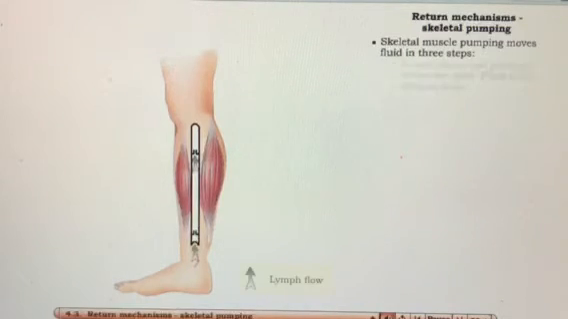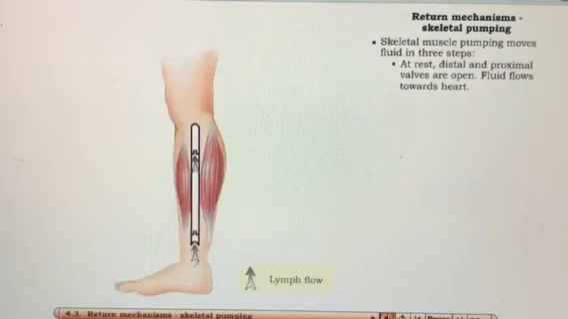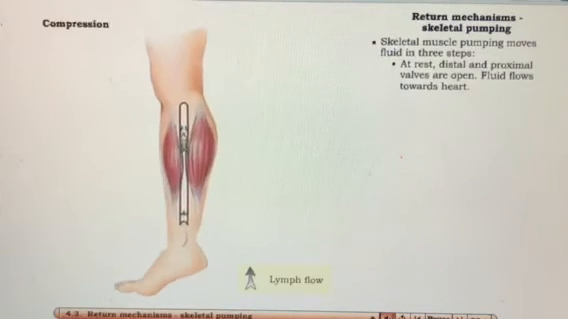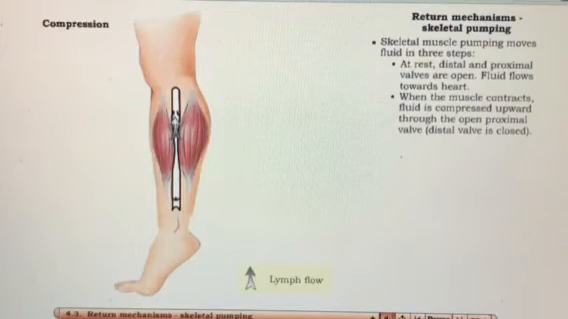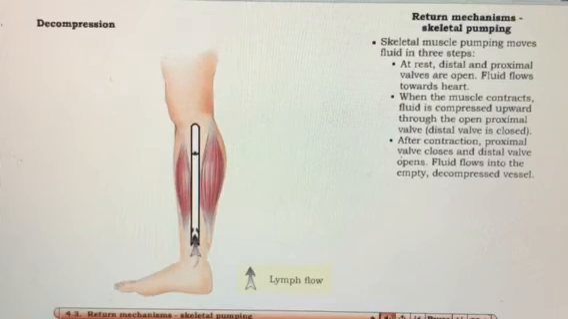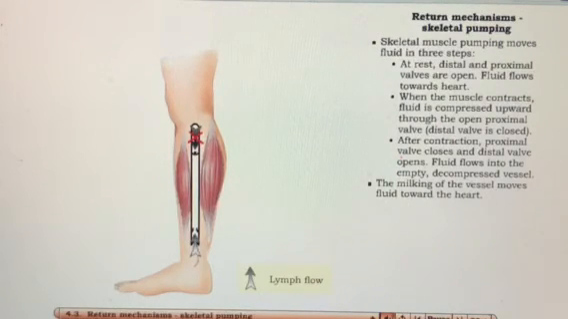1. At rest, both valves are open and fluid flows toward the heart. 2. Muscle contraction compresses the vessel, pushing fluid through the open proximal valve. The distal valve is closed, preventing backflow. 3. As the muscle relaxes, the proximal valve closes and the distal valve opens, resuming flow. This process essentially milks the fluid from the vessel, transporting it toward the heart.